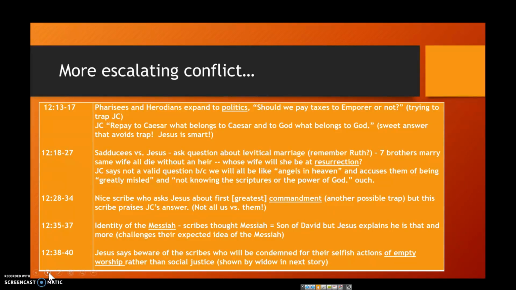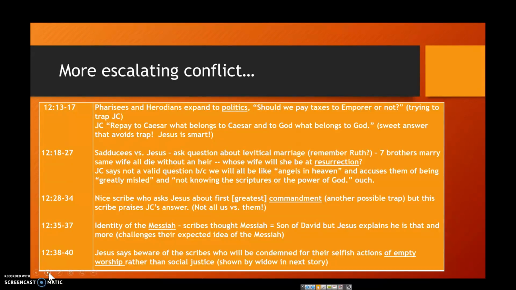Now we have a series of these conflicts here, and I'm going to move through them rather quickly because, again, notice that they are all about interpretation of the law for the most part. We have one about politics. This is trying to pull in the Romans by asking, should we pay taxes to the emperor or not? Jesus comes up with a pretty sweet answer that basically avoids the trap.